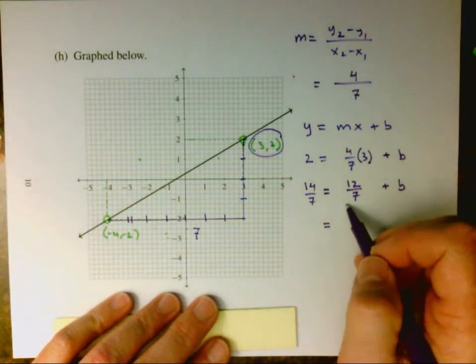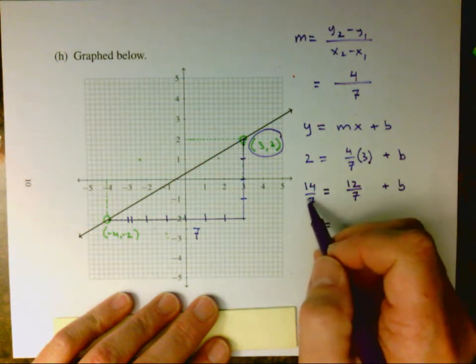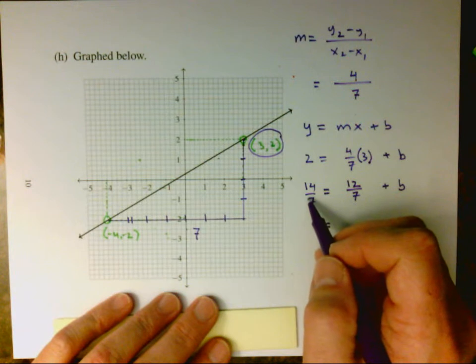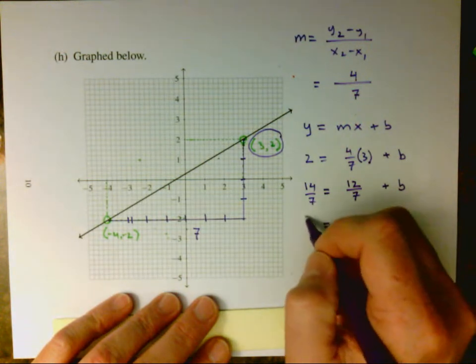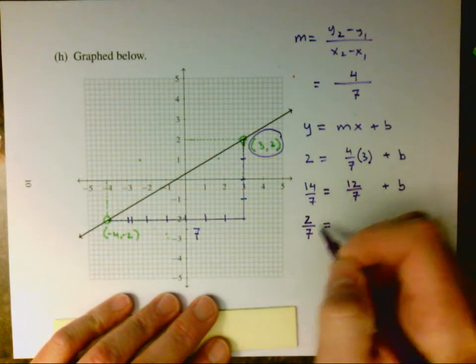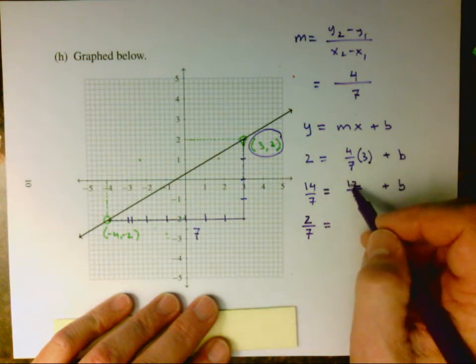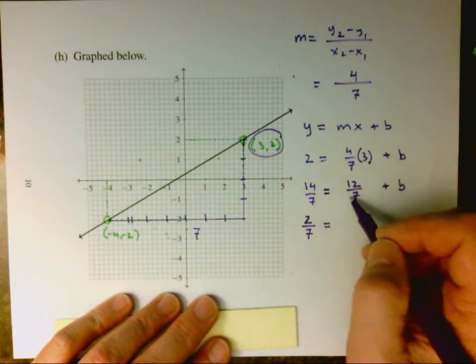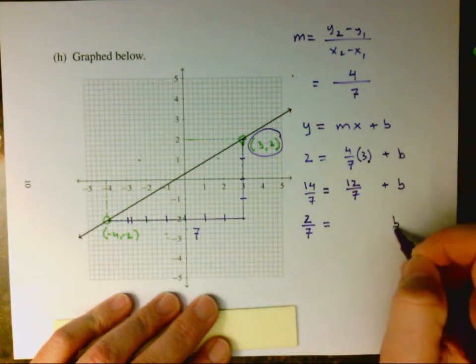Now I'll subtract the 12 sevenths from both sides. Over here I'll have 14 sevenths minus 12 sevenths. Well, 14 apples minus 12 apples is 2 apples. So that'll be 2 sevenths. You subtract the 14 and the 12 in the numerator of the fraction. You leave the common denominator where it is. So b is that.